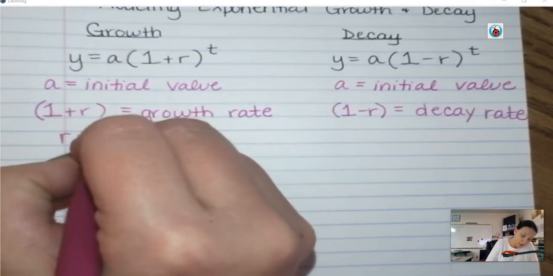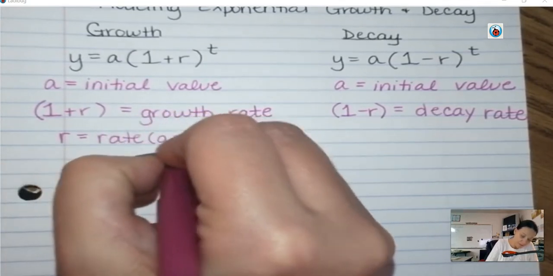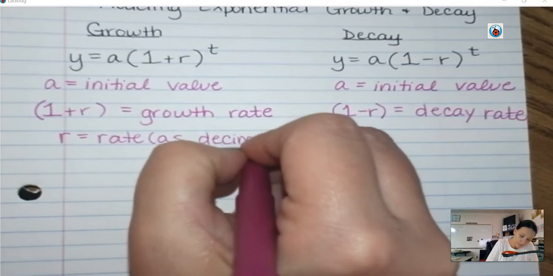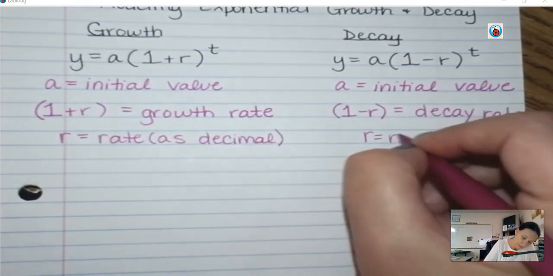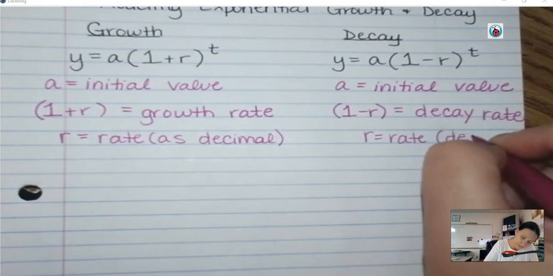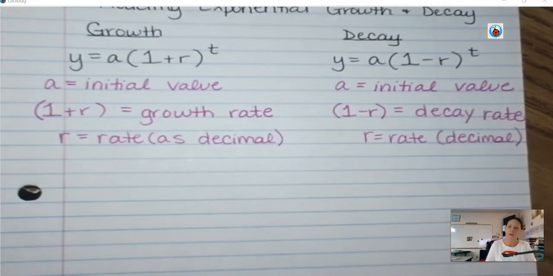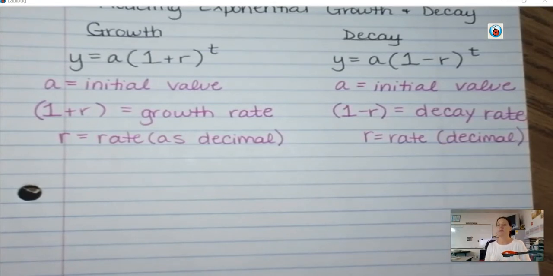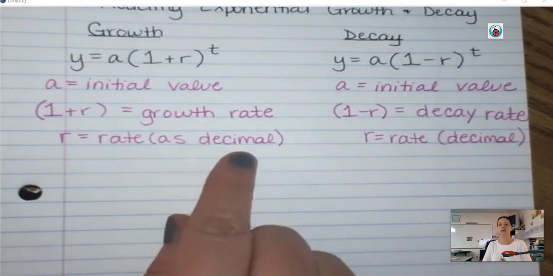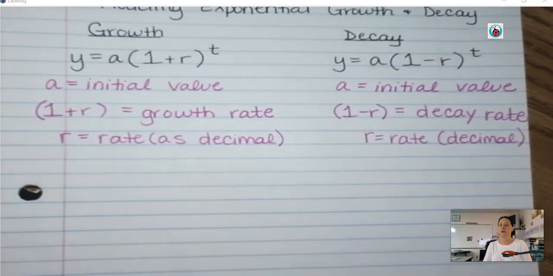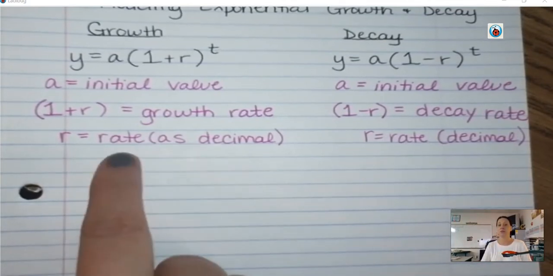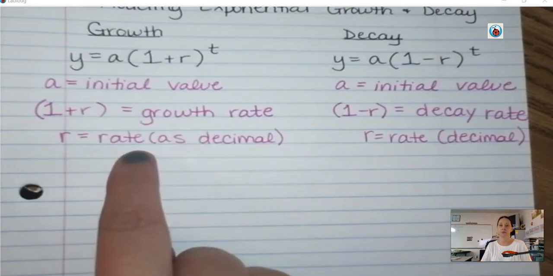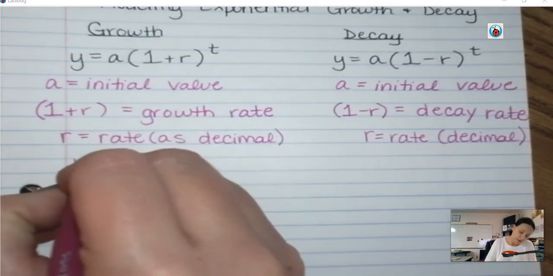R stands for the rate as a decimal. The rate, but you have to convert it to a decimal. So a lot of times they're going to give you percentages. They'll say something like, it changes by 50%, so you need to make it the decimal 0.5. Or if it changes by 10%, you need to make the decimal 0.10 or 0.1. So you will just have to know to change percentages into decimals for the rate. And then t will stand for time.